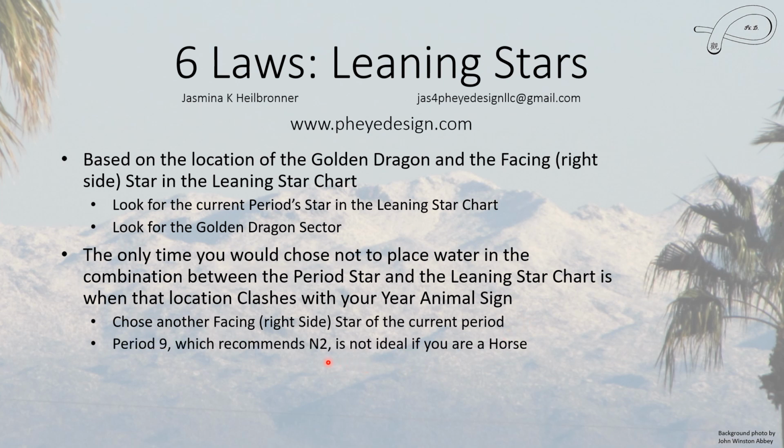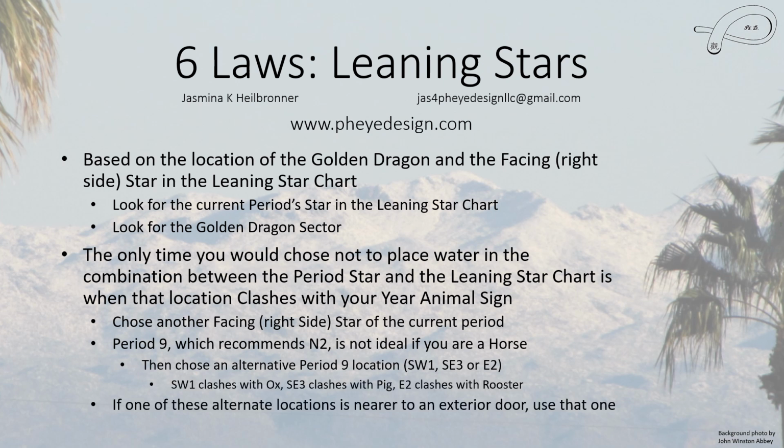So in period 9, we recommended north 2, but that's not ideal if you are a horse. You could choose one of the alternate locations, which is listed right here. And here are the ones where you have clashes. The southwest one will clash with the ox, so you would not want to use that one if you have an ox as a year animal sign. The southeast 3 clashes with the pig, and the east 2 clashes with the rooster.